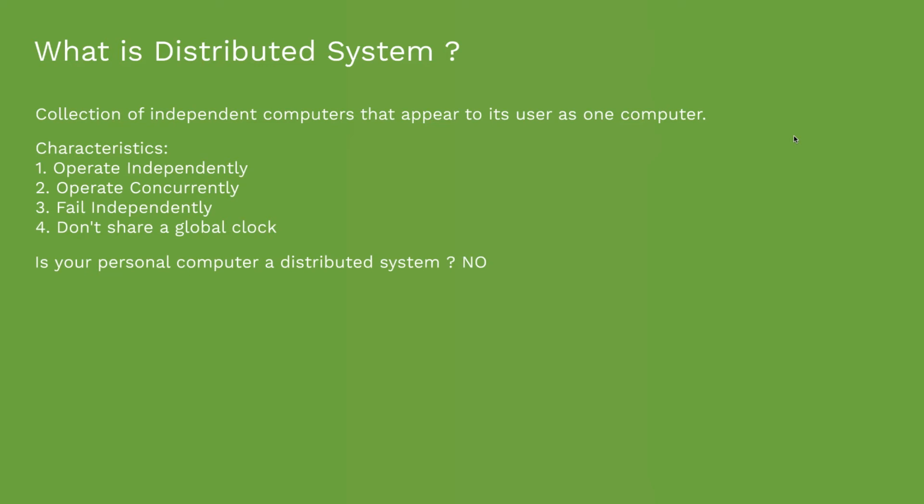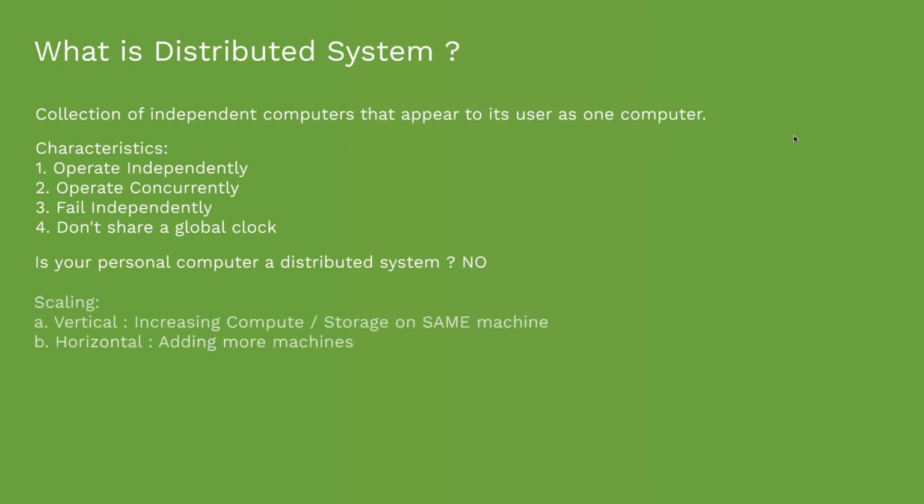And if that machine goes down, or if your laptop goes down, the whole application will stop. And the fourth one, does it share a global clock? No. Hence, your personal computer is not considered a distributed system.